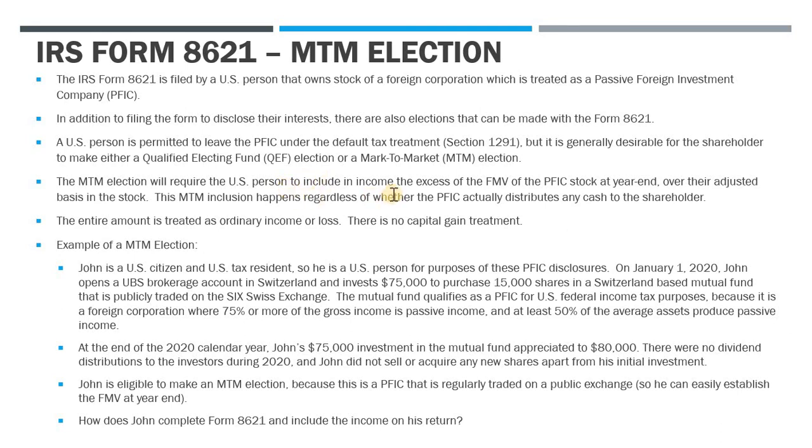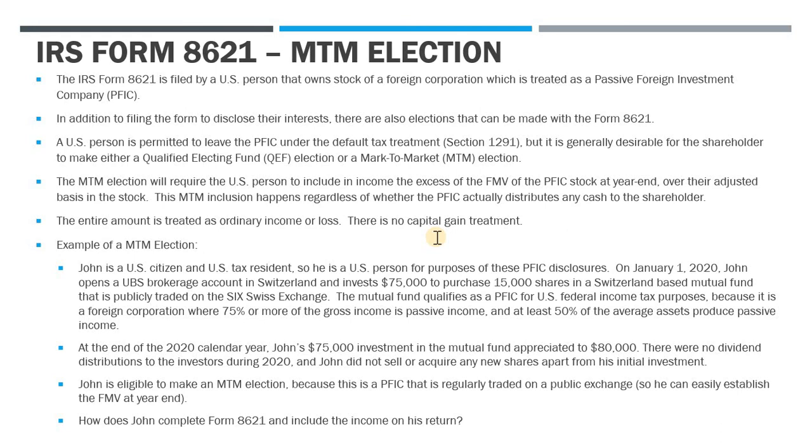So the U.S. person, when they mark to market the stock, they include the excess of the fair market value of the stock at year end over their basis in the shares. Okay, and this happens regardless of whether the PFIC actually distributes you any cash. So generally, as U.S. owners in corporate stock, we think that, okay, well, I don't have any income inclusion unless I get a dividend or if I actually sell the shares and get a capital gain, right? With PFICs and an MTM, it doesn't work like that, right? You don't have to sell the stock, you don't have to get any cash. If you make a mark-to-market election, you are recording income, whatever the increase in value is.